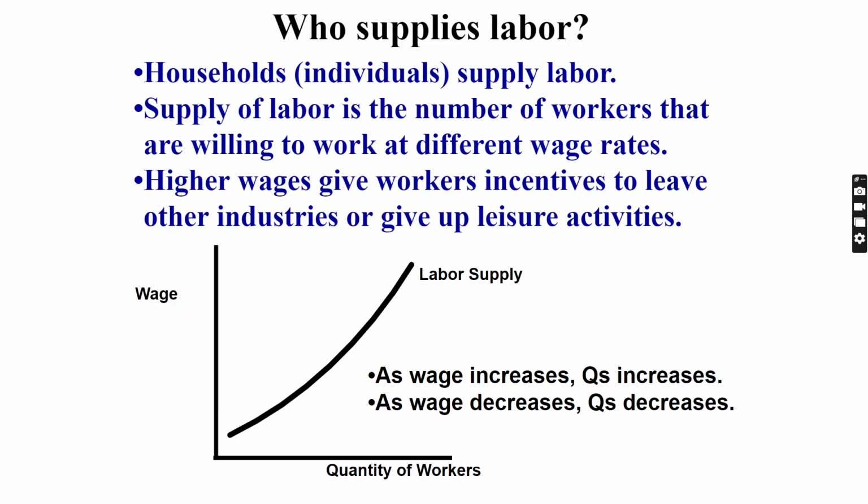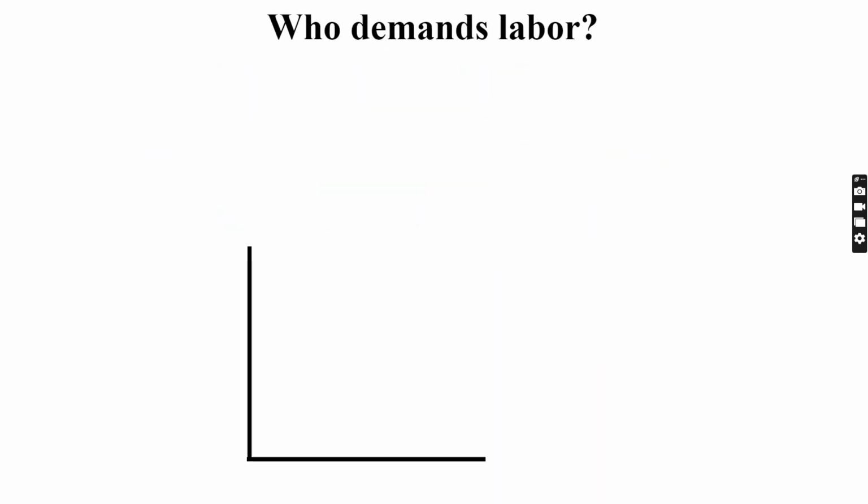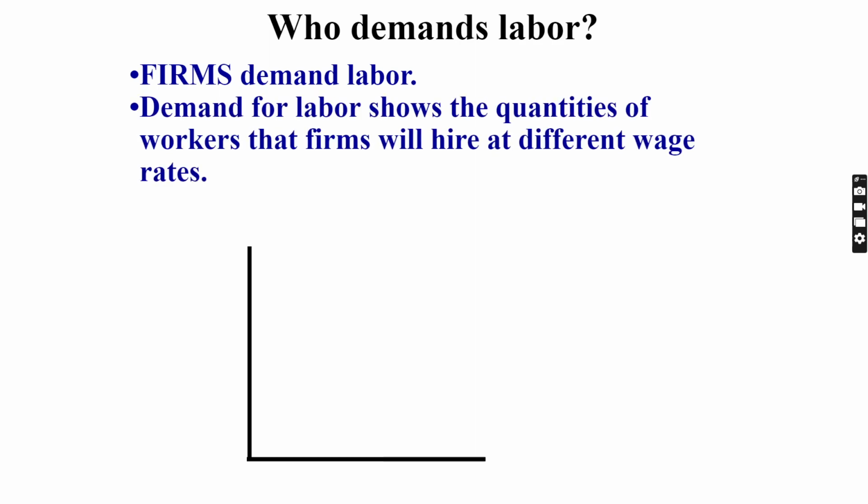And on the y-axis, we have wage, and on the x-axis, we have the quantity of workers. And so this relationship between the wage and the quantity of workers is positive. As the wage increases, the quantity supplied of workers increases. And as the wage decreases, the quantity supplied of workers decreases. Who demands labor? Well, firms demand labor. Households are supplying it, firms are demanding it. And so firms need labor for production.